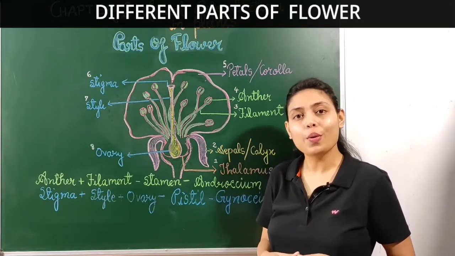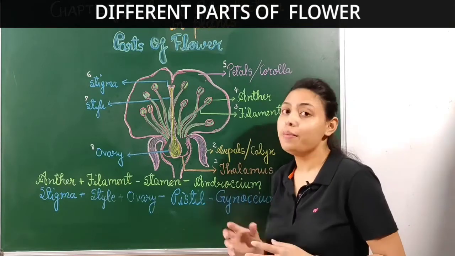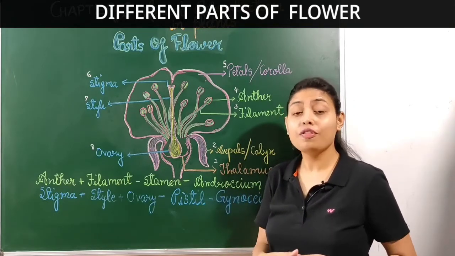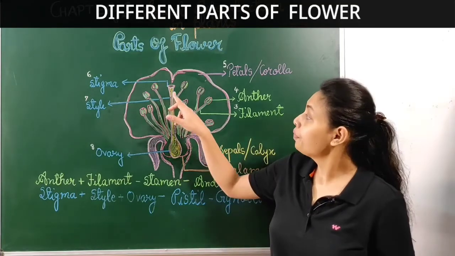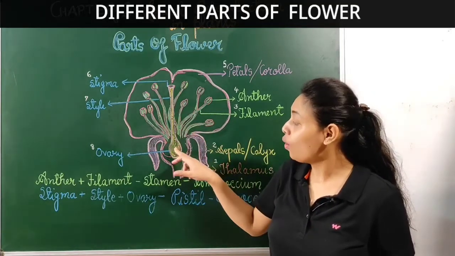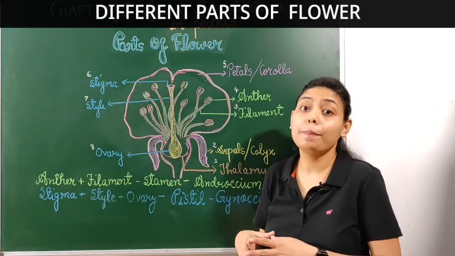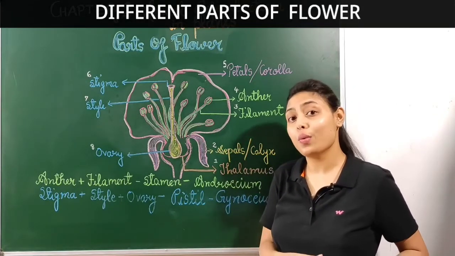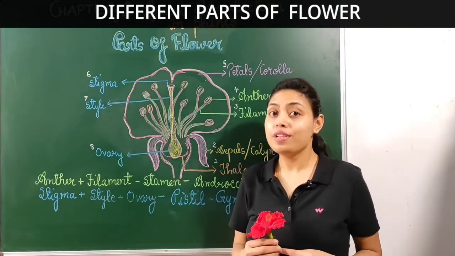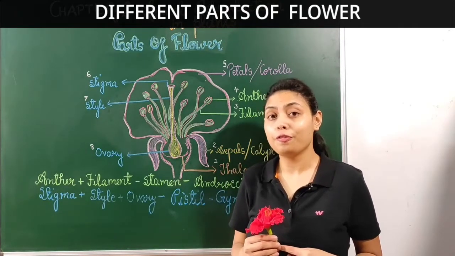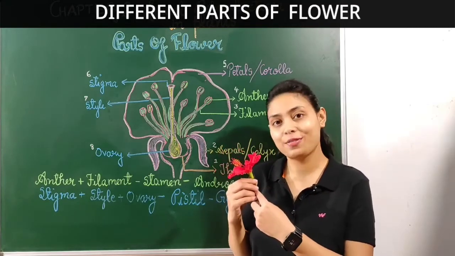It is also known as androecium. Now the female part of a flower is known as pistil. Stigma, style and ovary together make pistil. Pistil is also known as gynoecium. Now we will study the different parts of a flower in hibiscus flower.